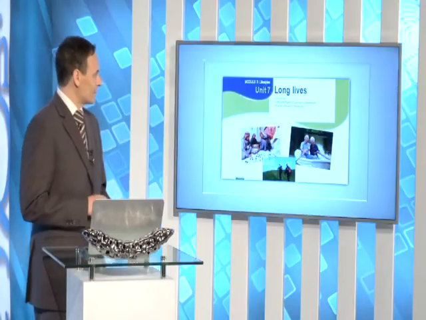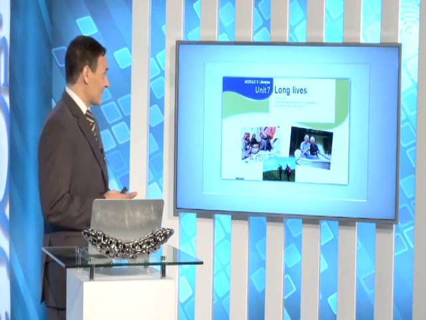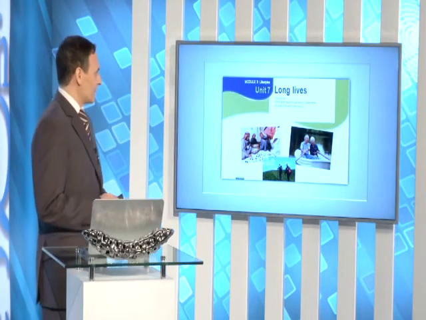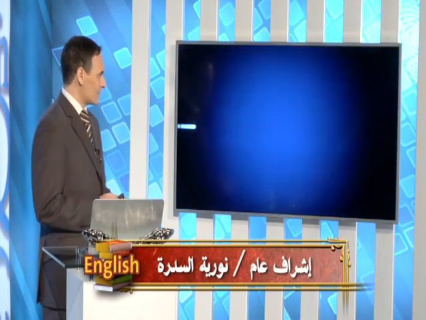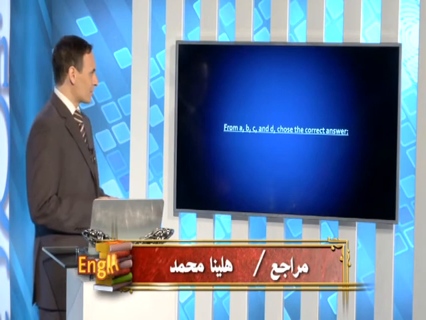Welcome back, dear students. In this lesson, we're going to revise active words, grammar, language functions, and set book questions from Unit 7, Module 3. Module 3 is entitled Lifestyles, and Unit 7 is called Long Lives. Now, let's start with vocabulary, and the first exercise is a multiple choice exercise. From A, B, C, and D, choose the correct answer.